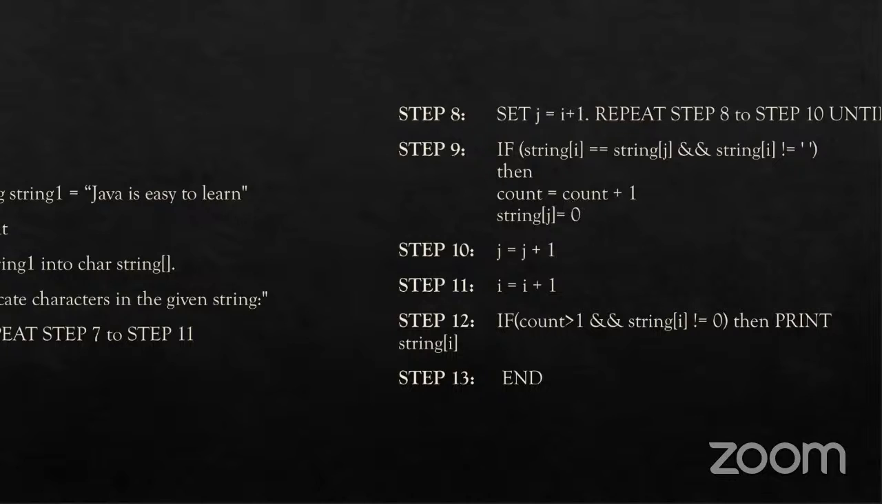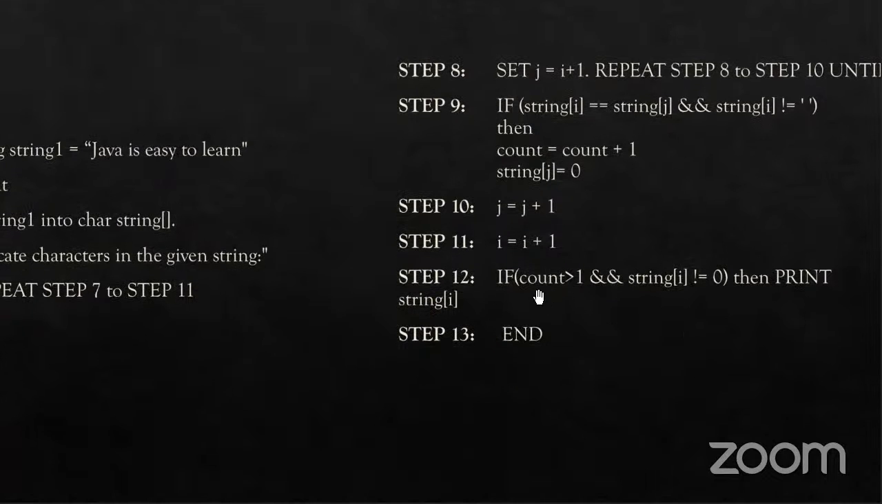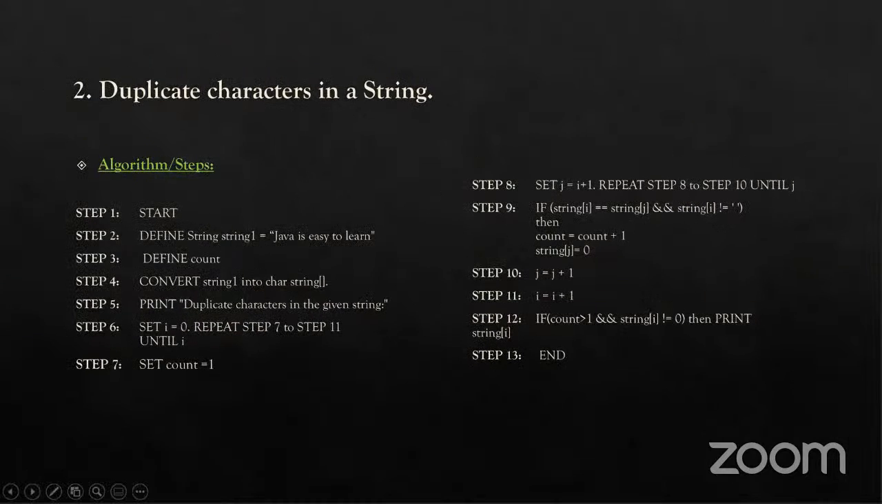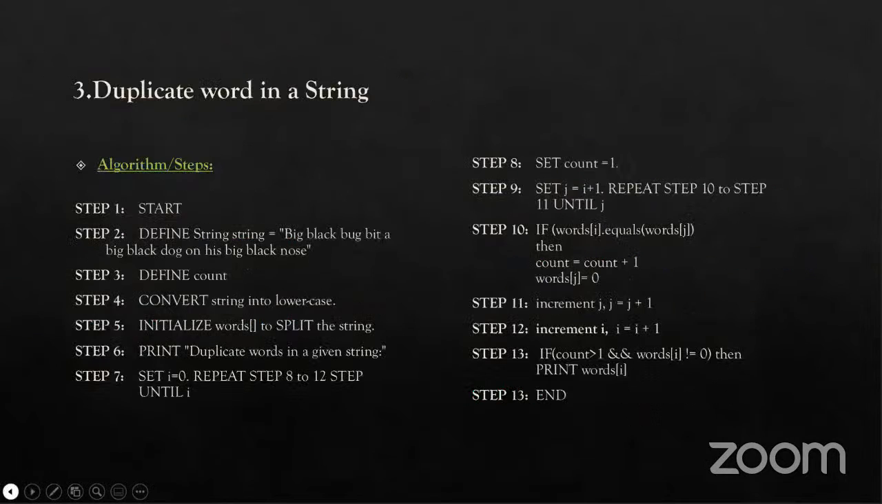If it is true, count is incremented by 1, and I set the character at j to 0. I also increment i and j. If count is greater than 1 and the character at i is not 0, then I print the character at i. I'll show you the program, then you will understand this.